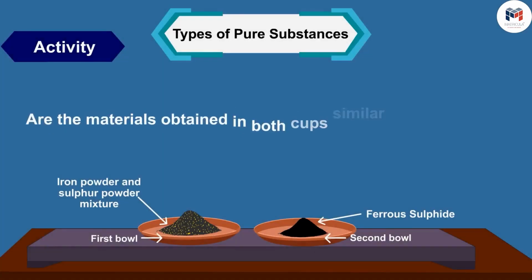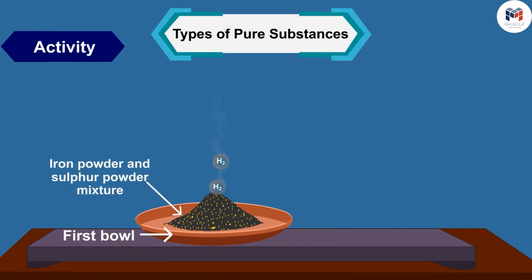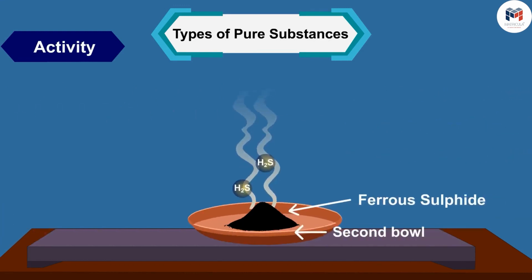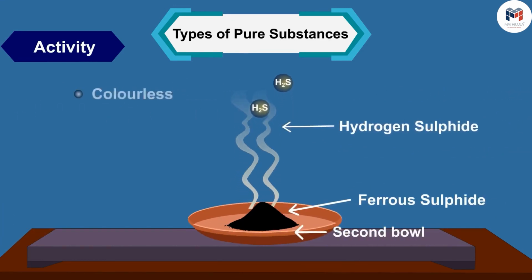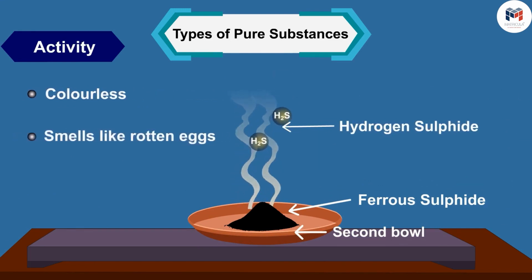Now remove the flame and allow the mixture to cool. Are the materials obtained in both cups similar in appearance? The gas obtained in cup 1 is hydrogen. It is colorless, odorless and flammable, while the gas obtained in cup 2 is hydrogen sulfide. It is a colorless gas and smells like rotten eggs.